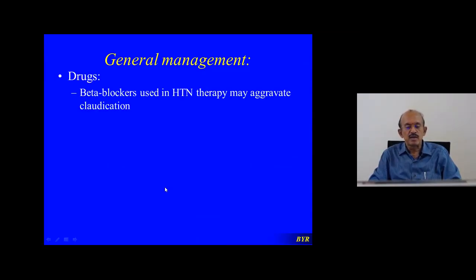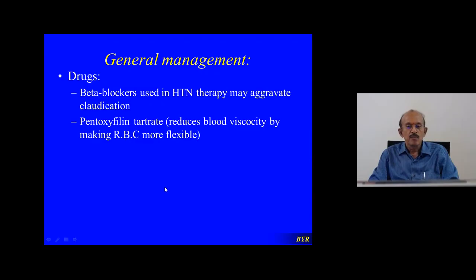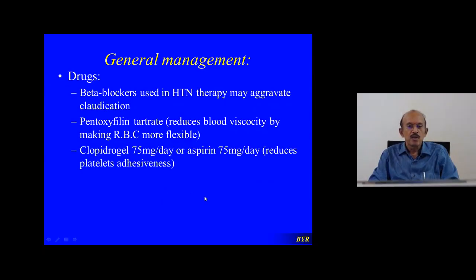The general management drugs: beta blockers used in hypertension therapy may aggravate claudication, so they should be avoided. Some other hypertension therapy should be given. Pentoxifylline tartrate, which reduces blood viscosity by making RBC more flexible, may be of help. Clopidogrel 75 milligrams per day or aspirin 75 milligrams per day reduces platelet adhesiveness and thereby increases the blood flow.